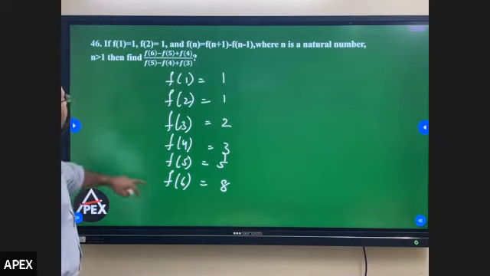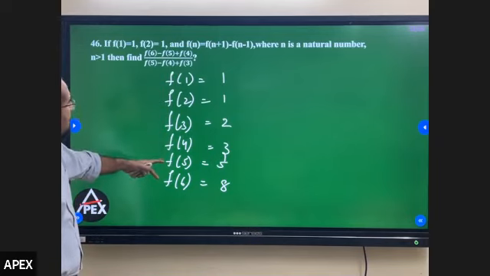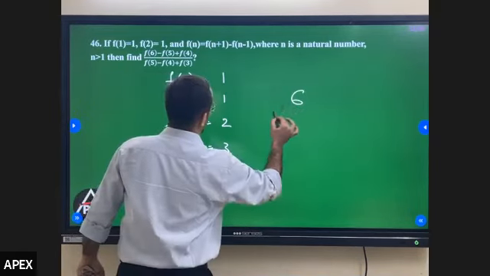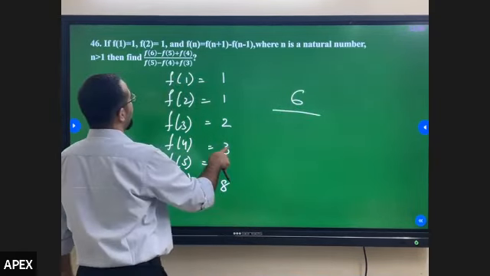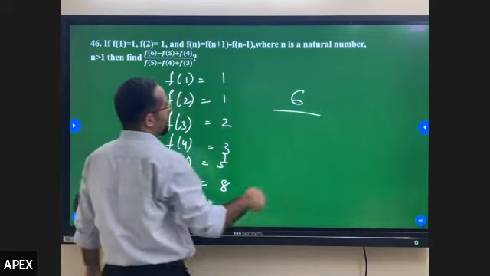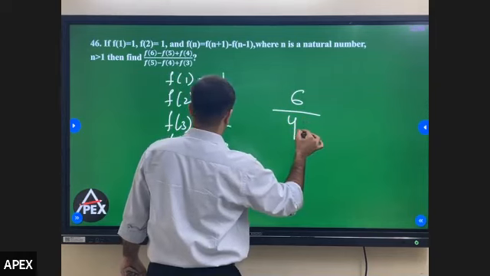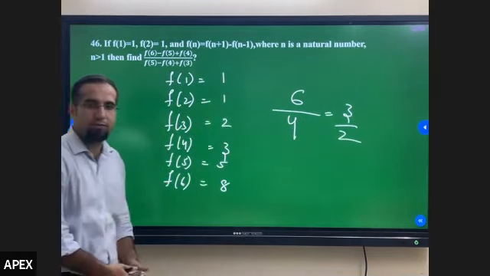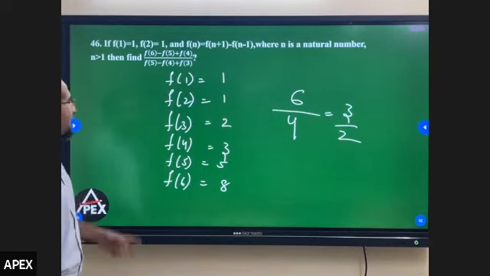Nothing more, right? So f of 6 minus f of 5 will be 3 plus 3, 6. F of 5 minus f of 4 will be 2 plus 2, which will give you 4. Yeah. That is equal to 3 by 2. Simple question. Okay. So again repeat.